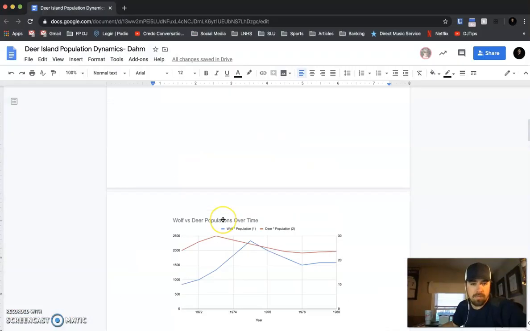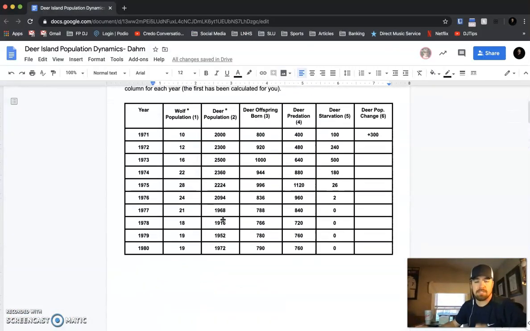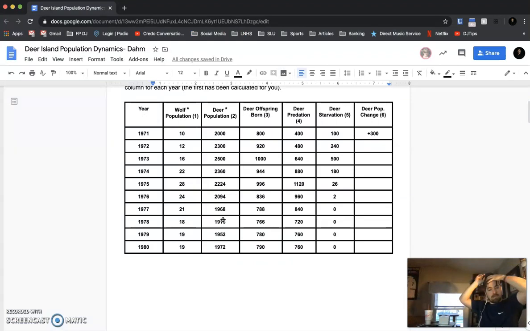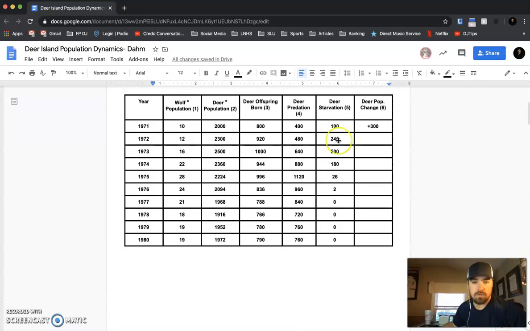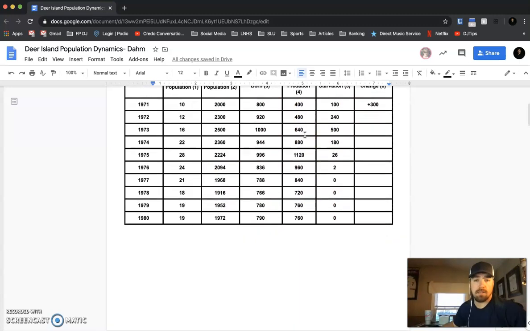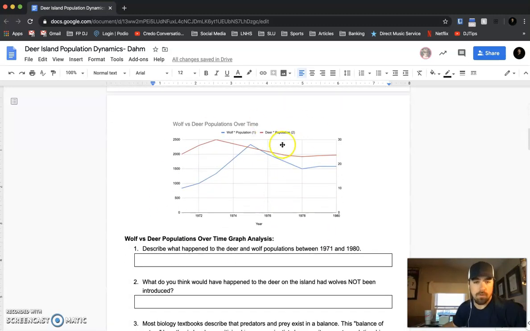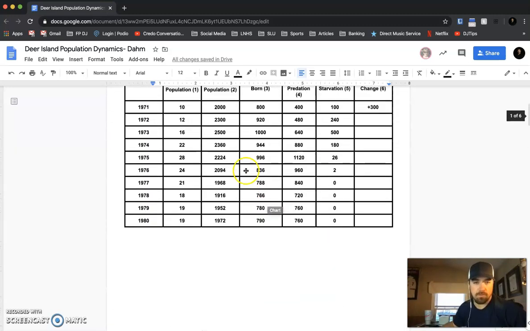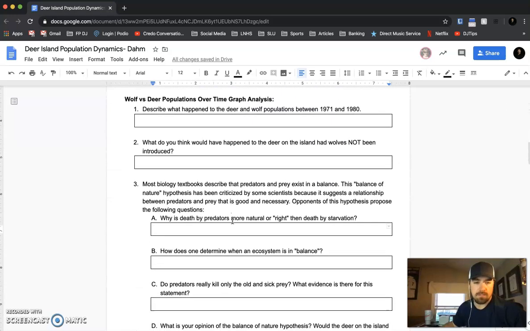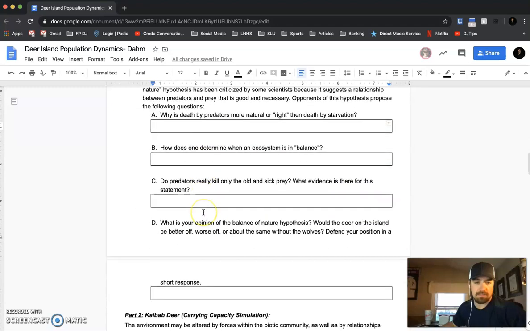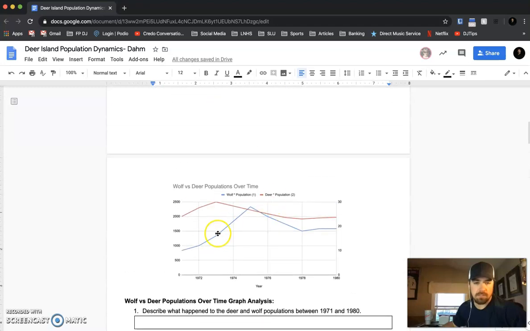All right, so on the rest of this assignment, you really shouldn't have to input anything other than answers and thought. So you're going to use this graph, you're going to use this data table and look at it along with the graph. Okay, so this is the graph for this data table. Okay, and then these questions here, this graph analysis is going to be answered based on this graph here.